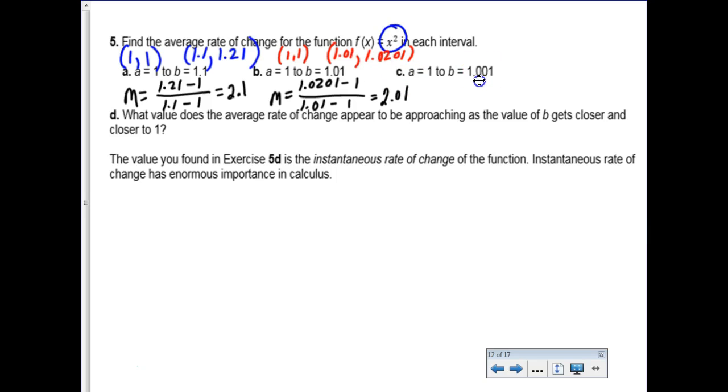All right, almost there. Now let's try plugging in a 1.001. Here we go. Is it 1.002001? Yeah. All right. So average rate of change between those two points. Okay. 1.002001 minus 1.